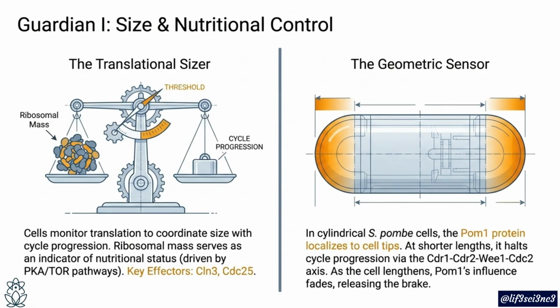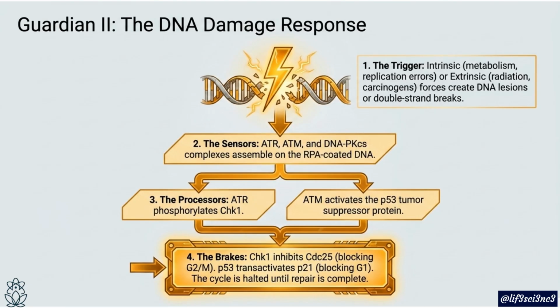growth with cycle progression. Guardian II, the DNA damage response, is triggered by intrinsic or extrinsic factors. Sensors detect DNA lesions, activating processors like ATR and ATM. These activate brakes like CHK1 and P53, halting the cycle until damage is repaired.